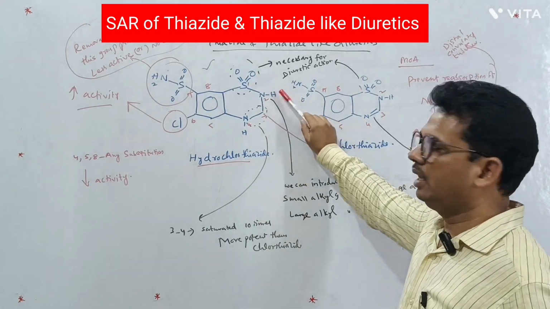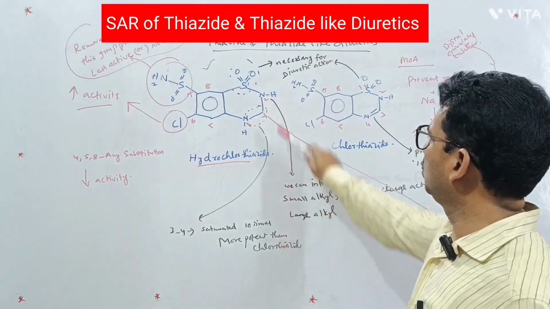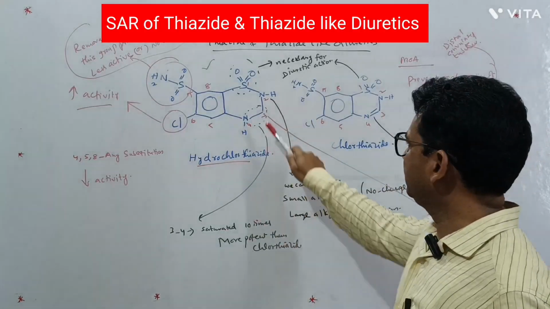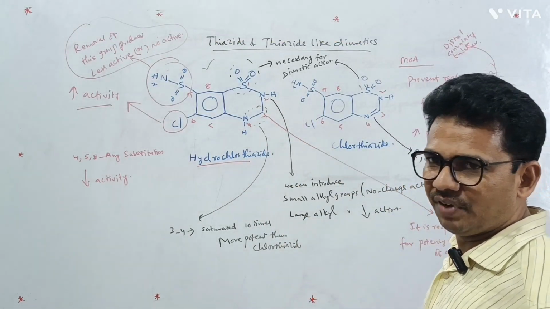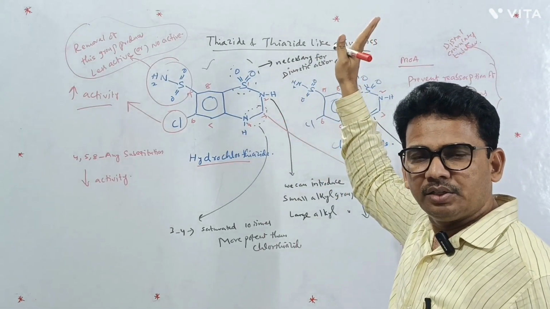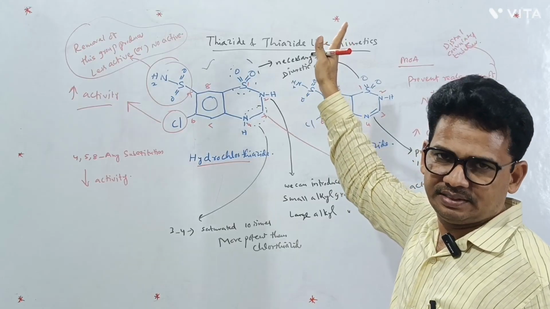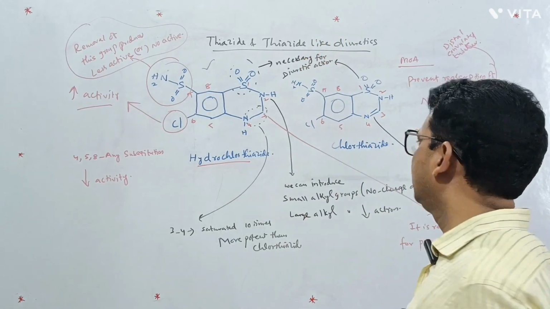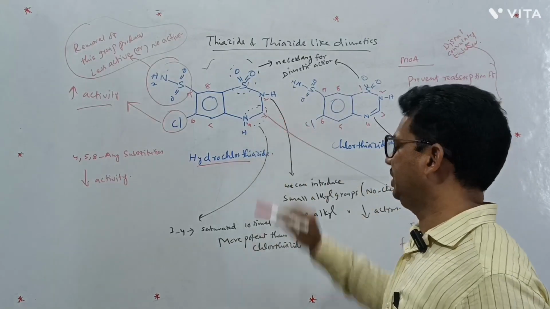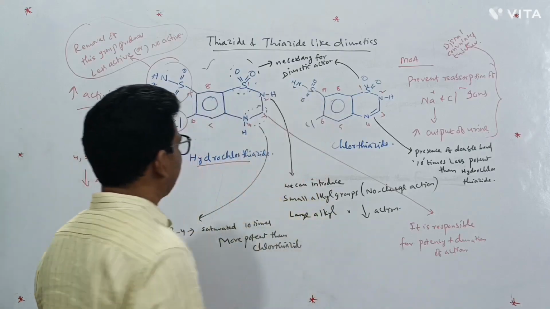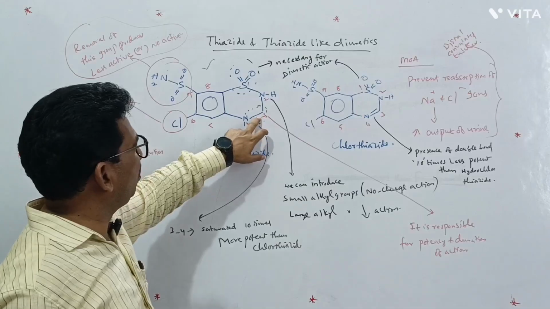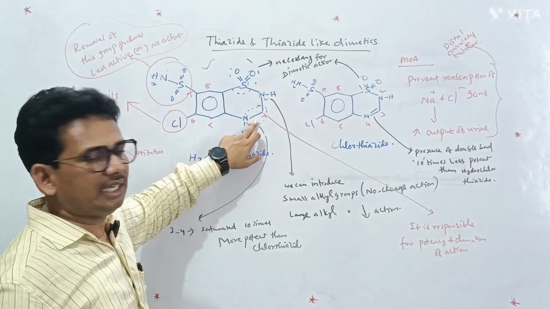Here you can introduce small alkyl groups with no change in the action, but large alkyl groups decrease the activity. The third position is responsible for potency and duration of action. Usually when we introduce any alkyl group, the penetration power of the drug increases. Potency also increases, but the duration of action is going to change. And the presence of the double bond is less active. With no double bond, it is saturated and more active.